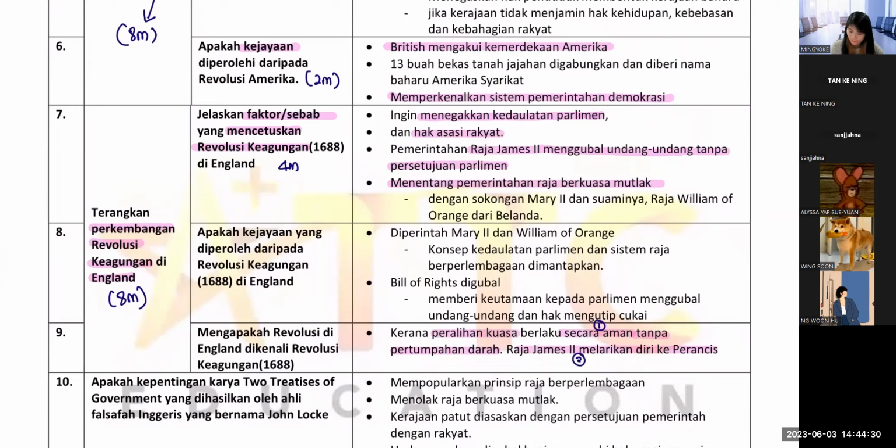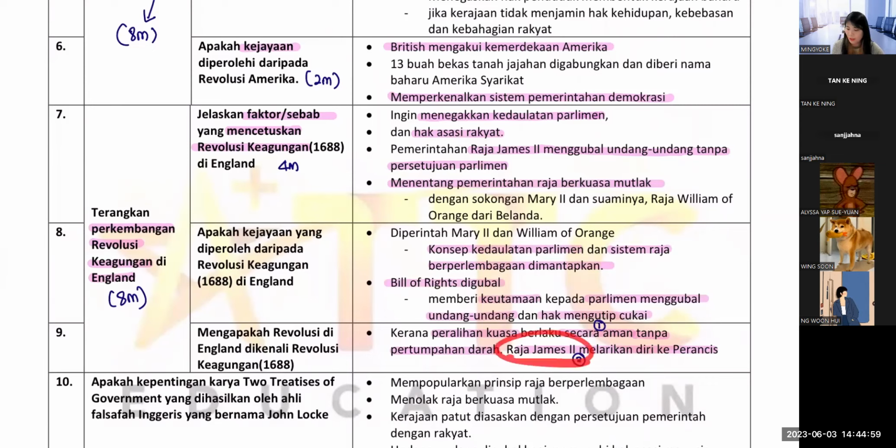Then the next one. Finally, what happened is they successfully achieve what? Okay, they successfully, number 1, achieve konsep kedaulatan parlimen and sistem raja berperlembagaan dimantapkan, and then bills of rights digubal. They prioritize who? Parliament to create the law and the rights to collect tax.